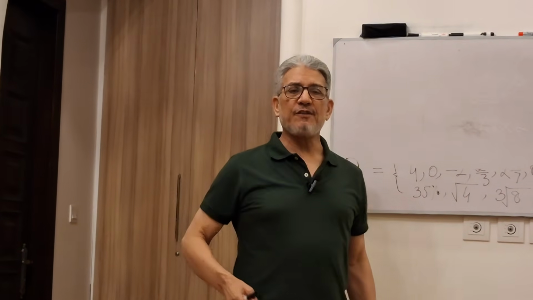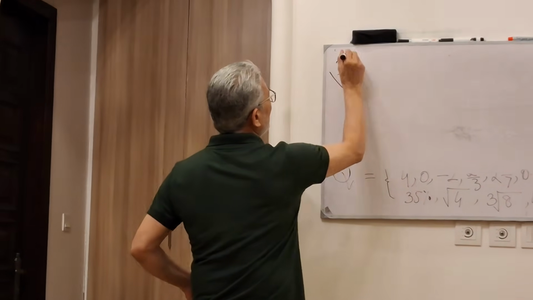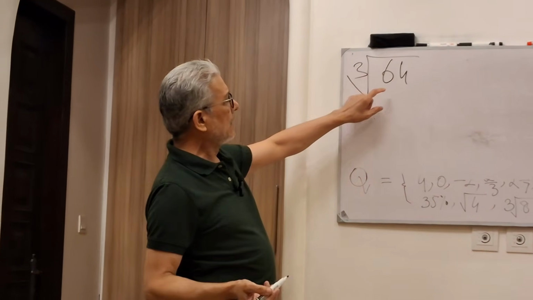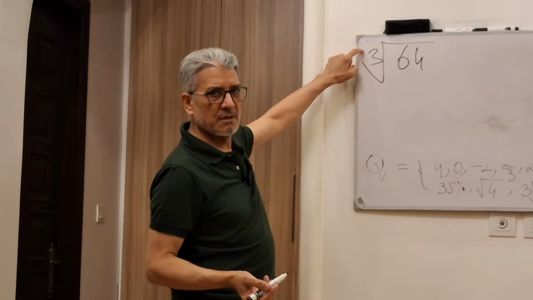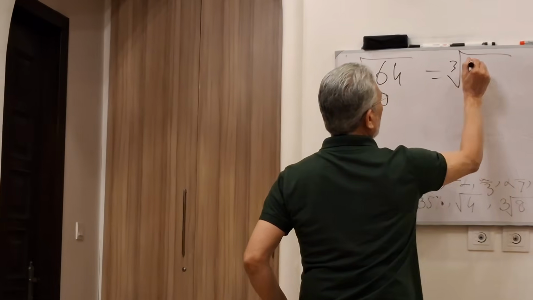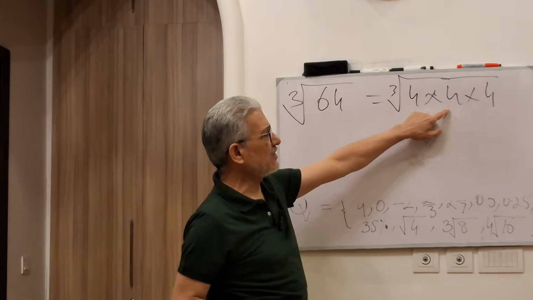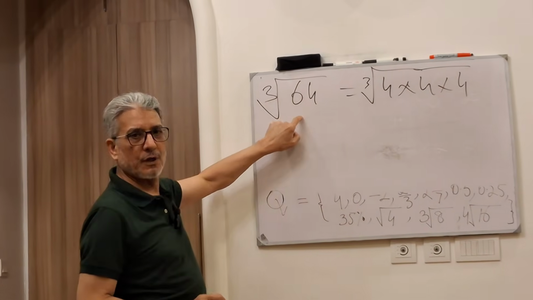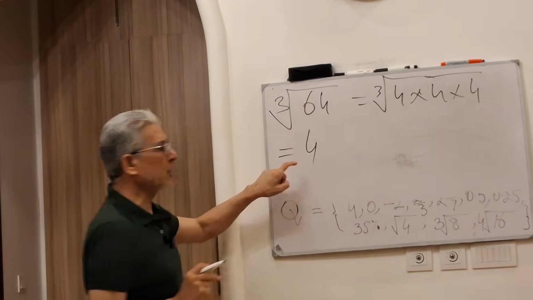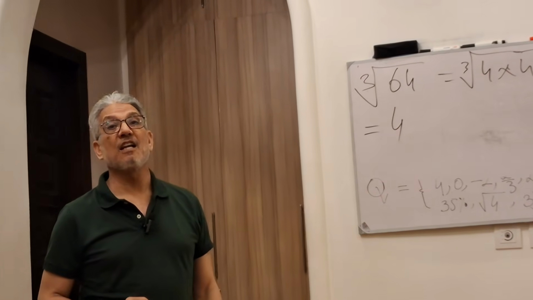Cube root of 64. So, which number is multiplied by itself 3 times to yield 64? 4. Cube root of 64 is 4 multiplied by 4 multiplied by 4. 4 fours are 16, 16 fours are 64. So the cube root of 64, the answer is 4. And 4 is an integer. So cube root of 64 is a rational number.